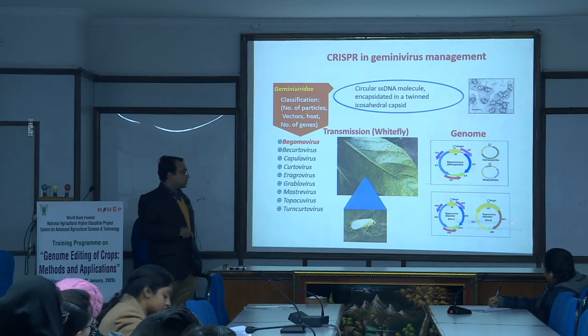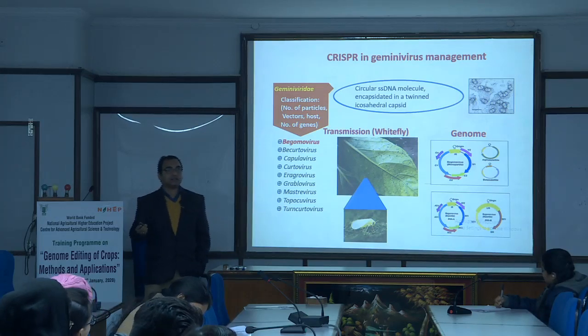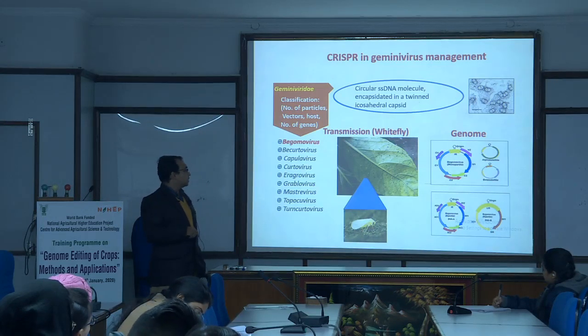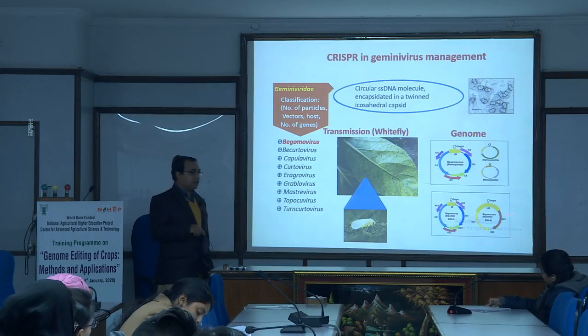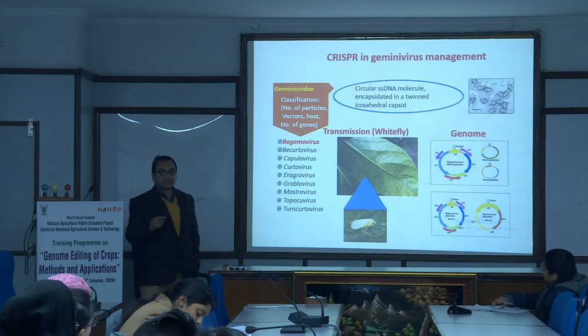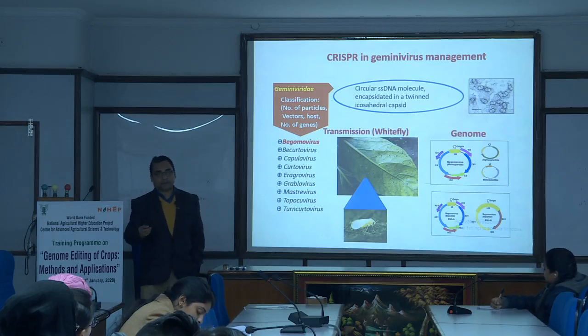And there are the bipartite begomoviruses, which are mainly present in new world countries, but also present in old world countries. They have two different genomic components, DNA A and DNA B. DNA A is mainly responsible for replication and encapsulation of the virus, and DNA B is responsible for movement of the virus.